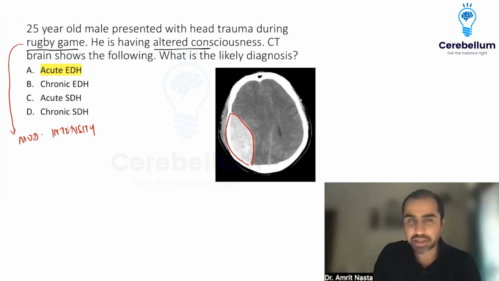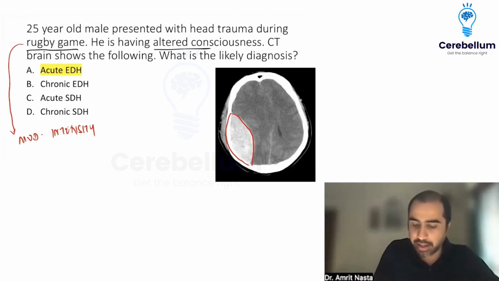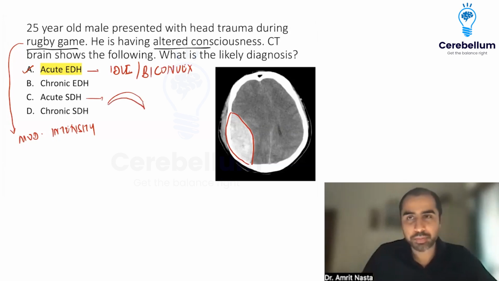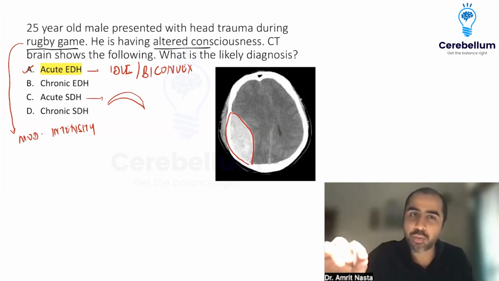Even if you have doubt, the image tells you it is biconvex like an idli, so acute EDH. How does chronic EDH look? You know how SDH will look, no? SDH will look like a banana. This is how SDH looks. How does chronic EDH look? There is no chronic EDH. Thank you, Prakash. Wonderful. That's what I wanted to hear.